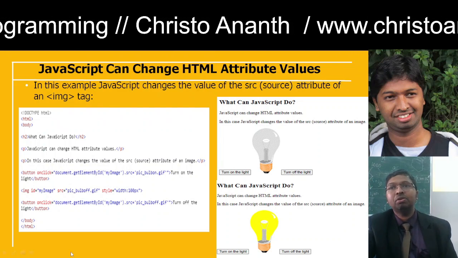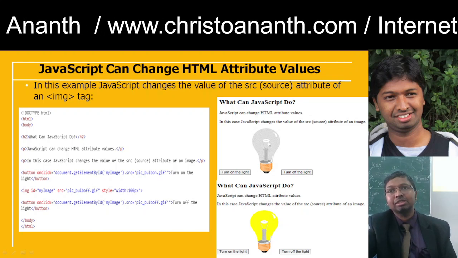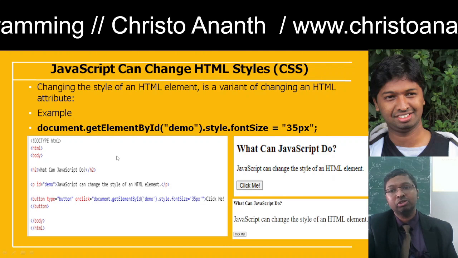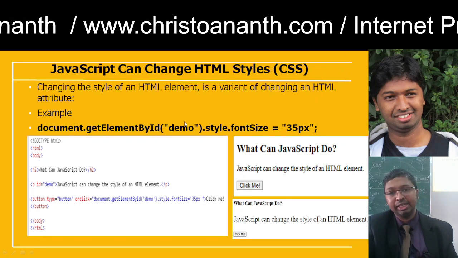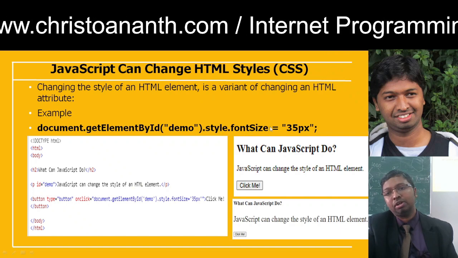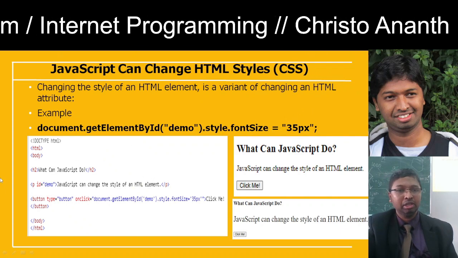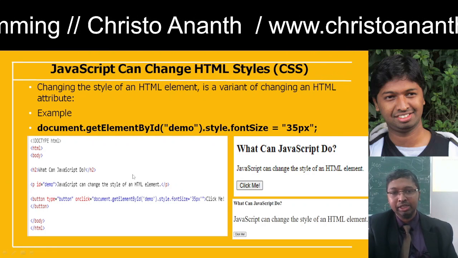Maybe if you go with turn off the light, then immediately it will come like this. And then you can also change the HTML styles. That has been there in the CSS. So document.getElementById demo.style.fontSize is 35 point. That is what you are going to see. JavaScript can change the style of the HTML element.